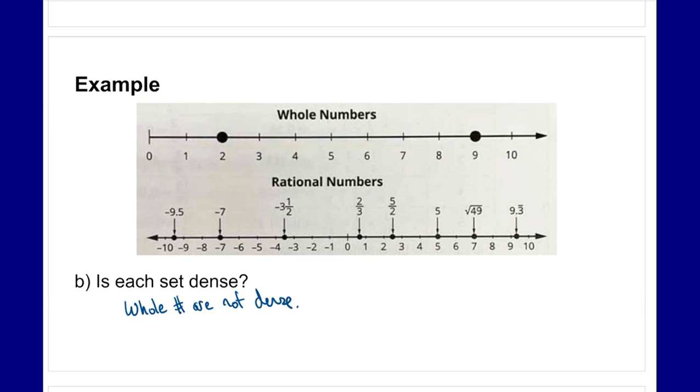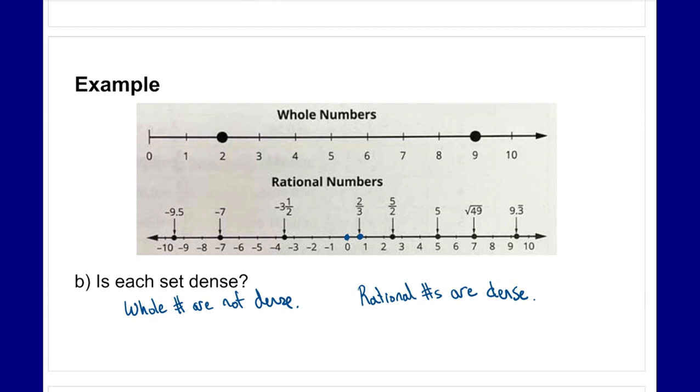Well, what about rational numbers? I can see a bunch of values. Let's just pick 2 easy ones. We'll go 0 and 2/3. Is there a rational number between 0 and 2/3? Is there a fraction between them? Sure. 1/3. Is there a fraction between 0 and 1/3? Yep. We can find a smaller fraction: 1/4, 1/5, 1/8, 1/9, 1/10, 1/12, 1/13, 1/100th is between 0 and 1/3. So we can keep getting smaller and smaller with our fractions. So that means that rational numbers are dense.